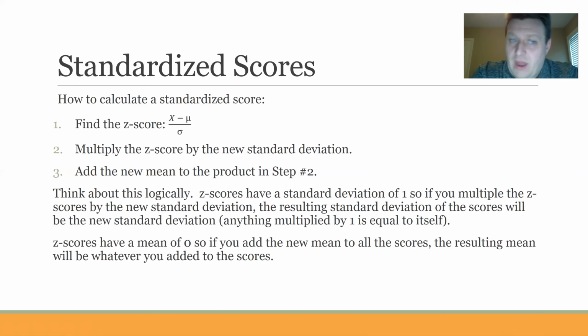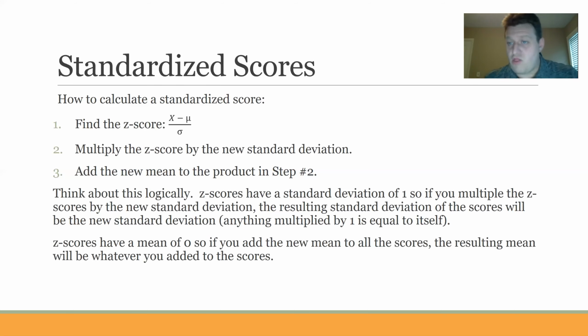I want you to think about the logic of calculating this standardized score. If we convert something to a z-score, we have a mean of 0 and we have a standard deviation of 1. If we're going to multiply the z-score by the new standard deviation, we're multiplying the new standard deviation by 1. Anything multiplied by 1 is itself. So the old standard deviation is 1 from the z-score. We're multiplying it by the new standard deviation. So guess what the new standard deviation is going to be? Since we're multiplying the new standard deviation by 1, boom, it's going to be the new standard deviation.